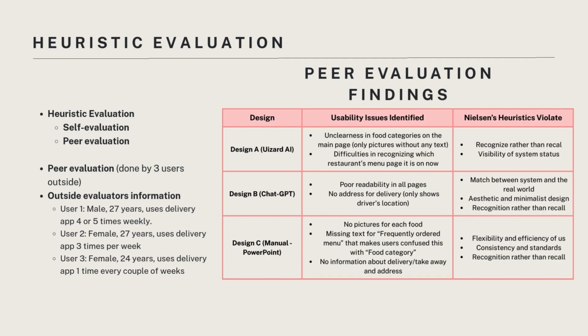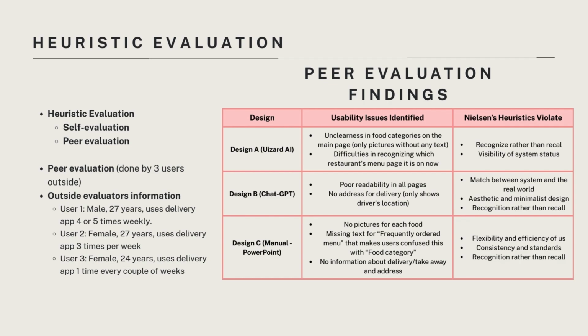Similarly, the right table shows the peer evaluation results. You can read the usability issues identified for each design. Nielsen's heuristic violations for each design are like this. Design A, generated by Uizard AI, had some heuristic violations, like recognition rather than recall and visibility of system status.